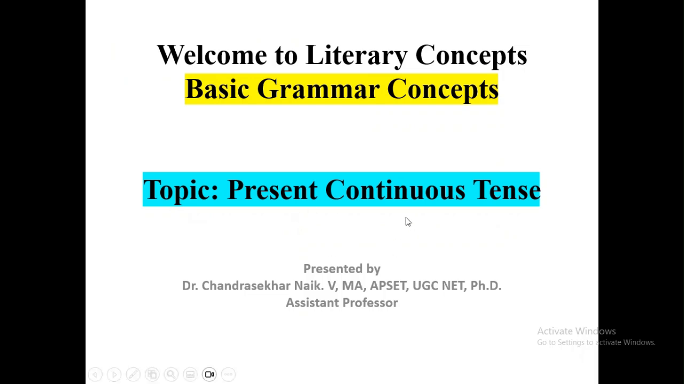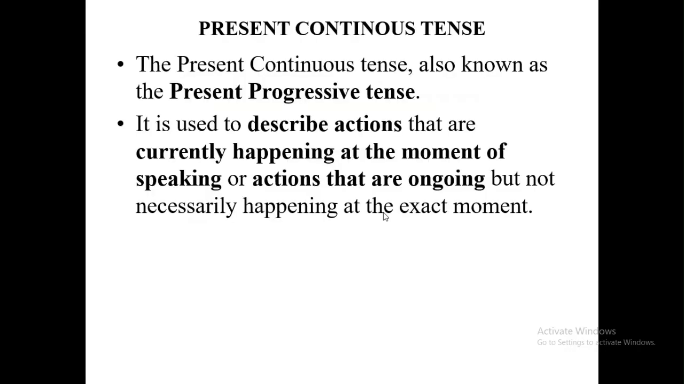So, today's topic is present continuous tense in our grammar topic. Now let us try to learn more about the present continuous tense. The present continuous tense is also called present progressive tense. This is used to describe actions that are currently happening at the moment of speaking.